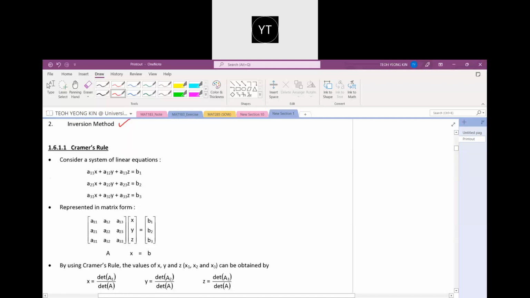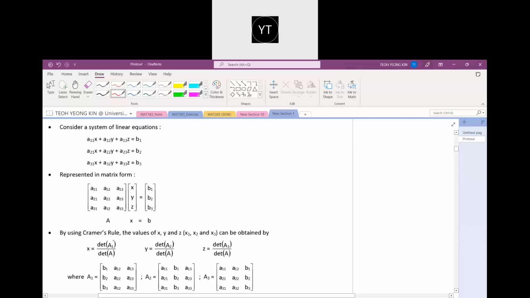So, first we represent the system of linear equations in matrix form. Kita mewakili dia dalam bentuk matrix dulu. So, by using Cramer's rule, cari nilai X, Y, dan Z. Kita nak cari ketiga-tiga, ataupun X1, X2, X3. Dia kena tengok soalan lah. Jika soalan guna X1, X2, X3, maka X1, X2, X3, sama saja. So, how are we going to find X, Y, and Z?